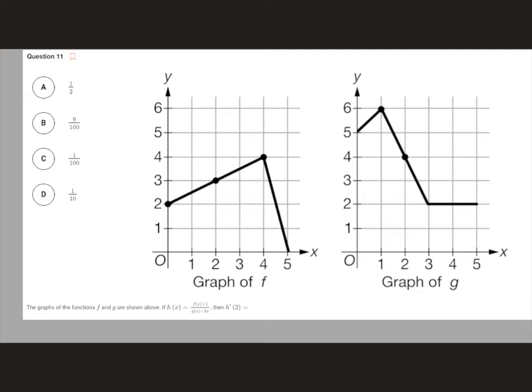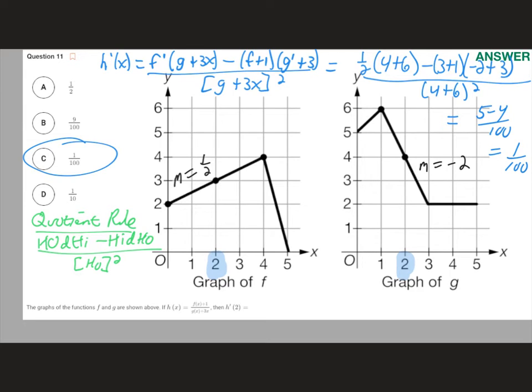Next question, you're given a graph of f and a graph of g, and you're expected to find h prime, where h is defined as this fraction there. So what's happening here is they're basically testing you on the quotient rule. If you don't have this memorized, put it on your formula sheet and write it out about 10 times till you do get it memorized. But the quotient rule is ho d hi minus hi d ho over ho squared. In some cases, the quotient rule isn't necessary, but in this case, I think the only way of getting through this messy fraction is to use the quotient rule.